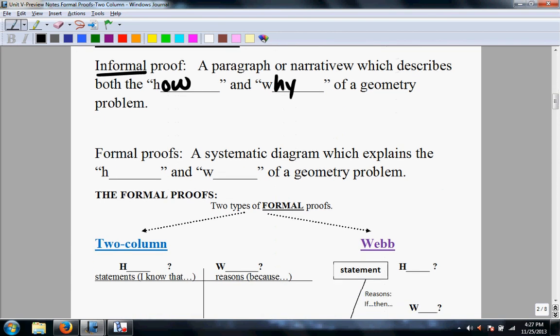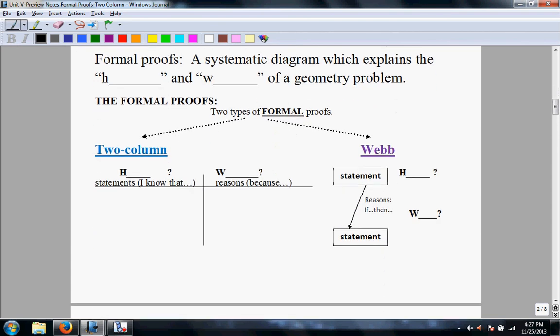In a formal proof, formal proofs have a special style to them. They have a systematic diagram, which explains the how and the why of a geometry problem. There's two styles of formal proofs that we're going to be working with. They have a systematic way and a special diagram.